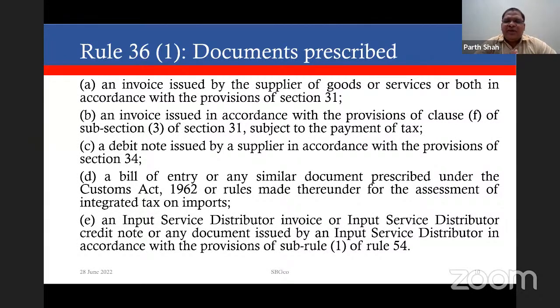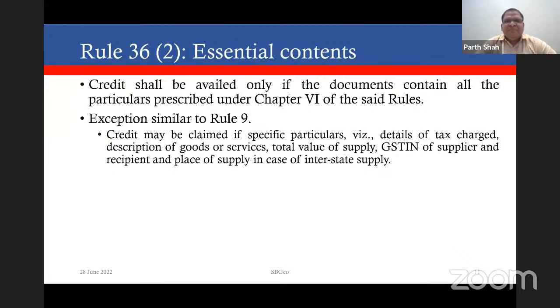So again, ISD is the concept which is applicable for head offices which are receiving supplies for all the locations. They can distribute the credit to the locations. So you can claim based on an ISD invoice also. Next important part is that all these documents we are looking at should contain the particulars that are prescribed under Chapter 6 of the GST rules.